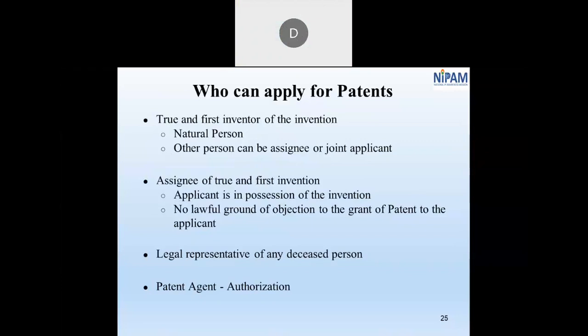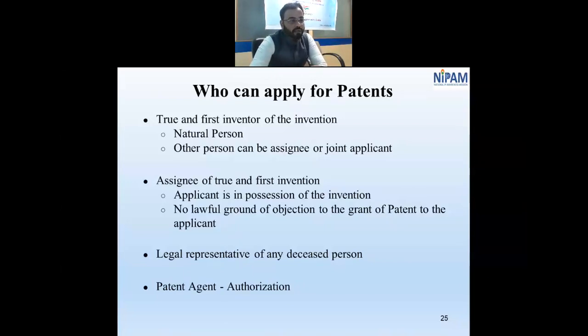Now, who can apply for a patent application? There are four categories specifically. If you are working in a research lab of any organization, you can directly approach the patent office, intellectual property office, and submit an application on your behalf. Assignee of the true and first inventor: on your behalf, the research lab also can directly approach the intellectual property office and register for a patent registration. Legal representative of any deceased person and patent agent. So there are four categories of individuals who can apply for a patent certificate.